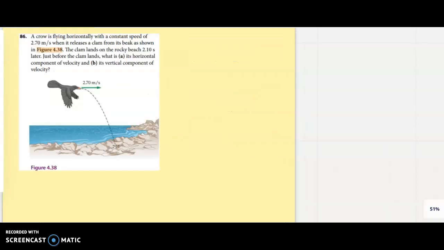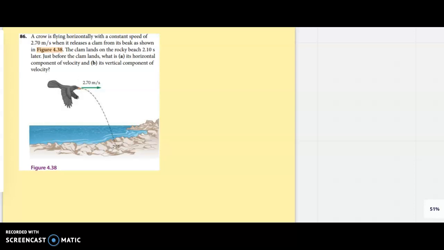This number 86 about the crow carrying the clam. The crow is flying horizontally, and it releases this clam, and so the clam is moving just horizontally to start. Now they ask, what is the horizontal component of velocity and the vertical component?